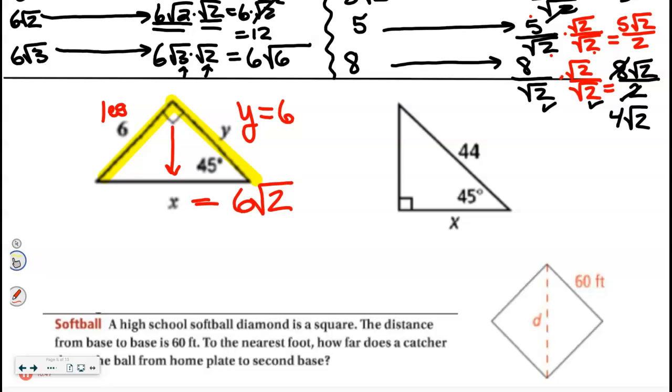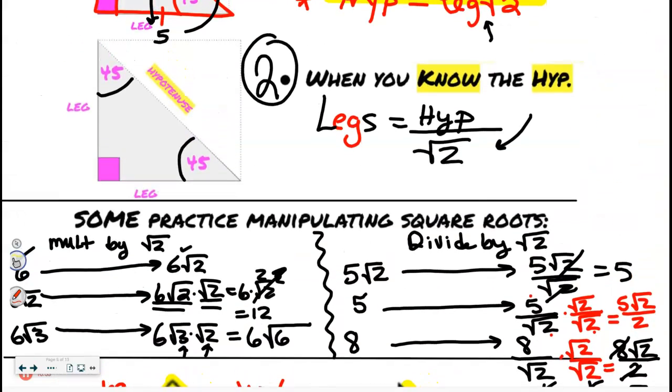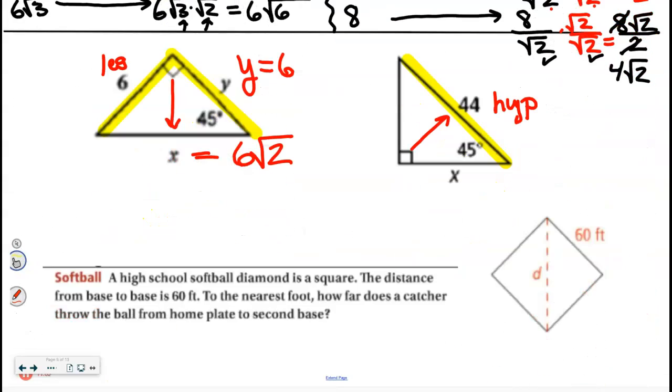On this other one, I'm going to say, well, what do I know? I know the one across from the angle. I know the hypotenuse. Well, let's go back here and see what it says. It says when you know the hypotenuse, the legs, they're the same, are equal to that hypotenuse divided by the square root of 2. So my legs, which are x, are going to equal that hypotenuse divided by the square root of 2, which is going to equal 44 divided by the square root of 2.